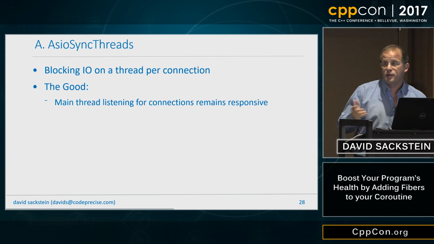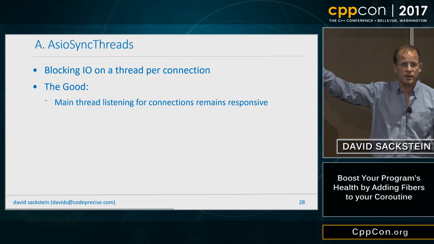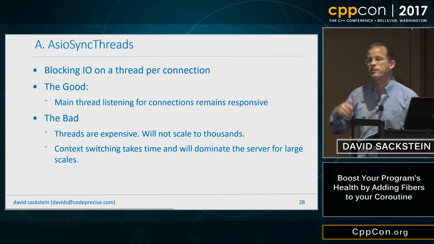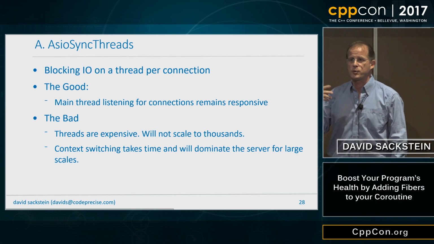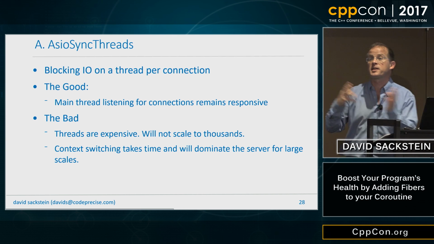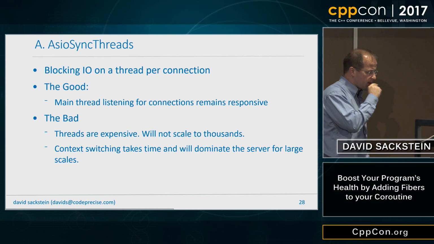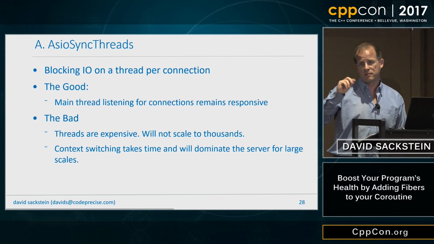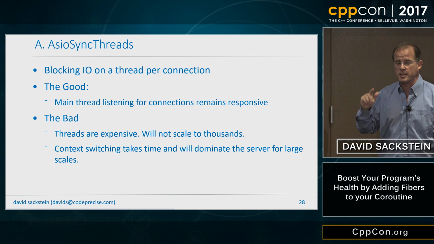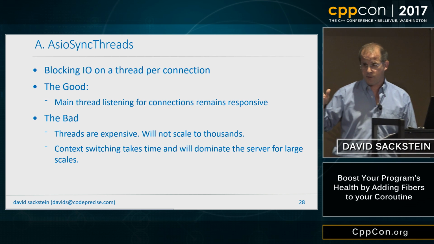What's good about this? Well, the good thing is the main thread can continue to be responsive to new connections because all of those synchronous calls are occurring in a thread. The bad thing is that creating a thread is expensive, and context switching is expensive, not only in allocation of stacks, but also in the time it takes to perform a context switch. I'll show you later on a quick slide from the Boost.Fiber documentation that points out that context switching in fibers can be, not always, but can be 3 orders of magnitude faster than context switching among threads.